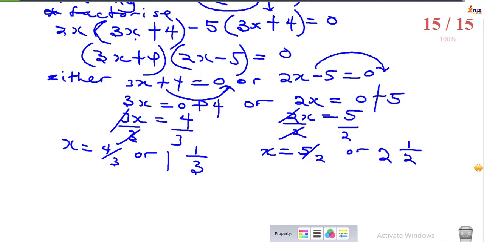So these are the solutions to this question, and I hope you've been able to learn one or two things from this method of factorization, finding the solution to a quadratic equation.